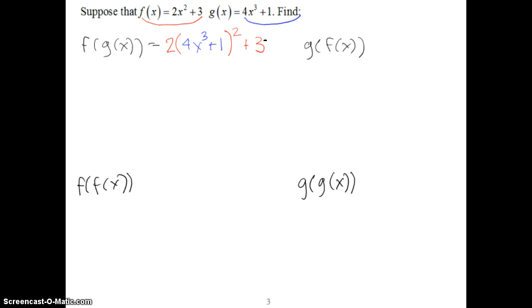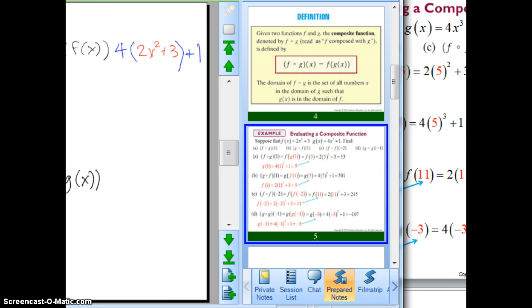Now let's look at g of f of x. G of f of x, we're going to be plugging f of x into the x in g of x. So we're going to start writing this in blue, and this is going to be 4, then parentheses, 2x squared plus 3, close parentheses, plus 1. So that's g of f of x. Now if we want to find f of x, we'll be in red.